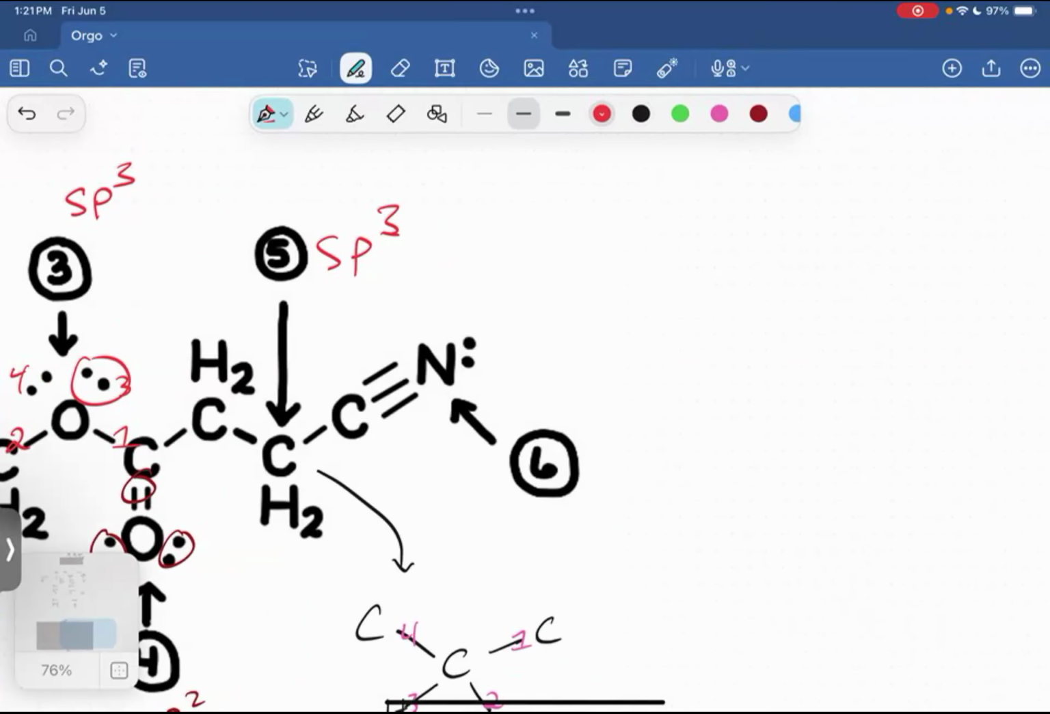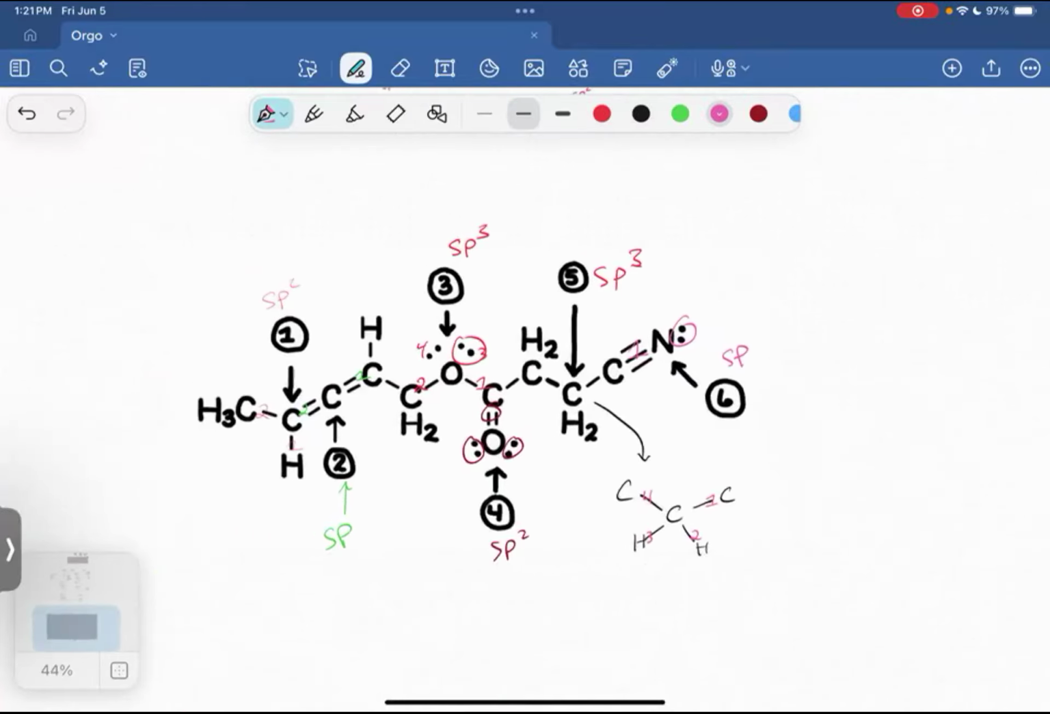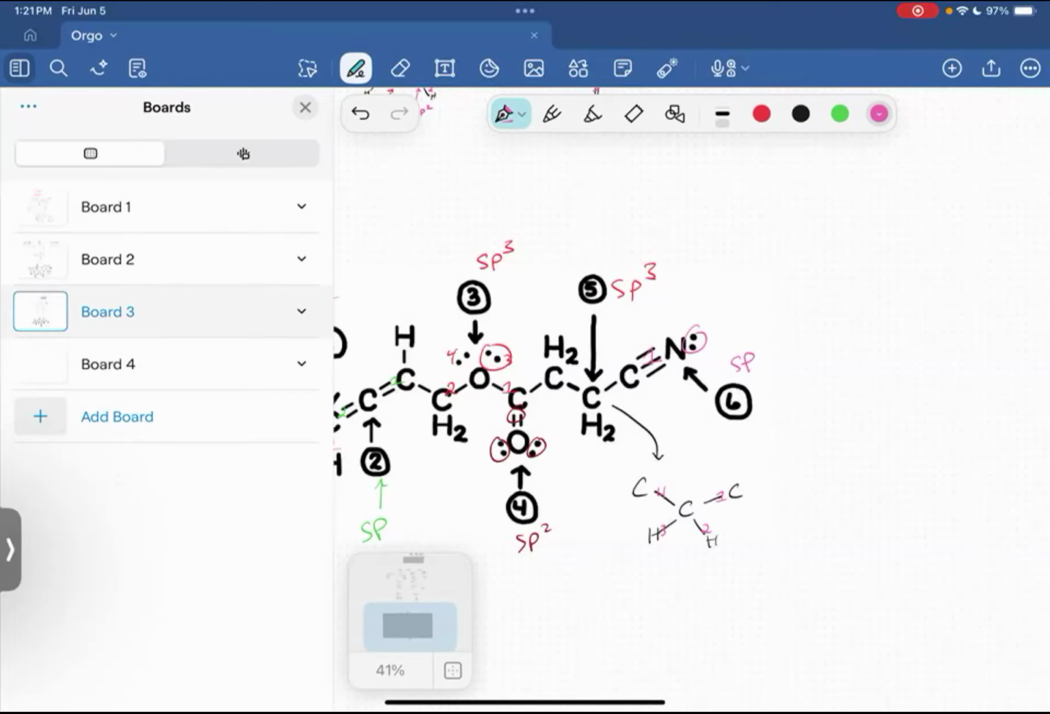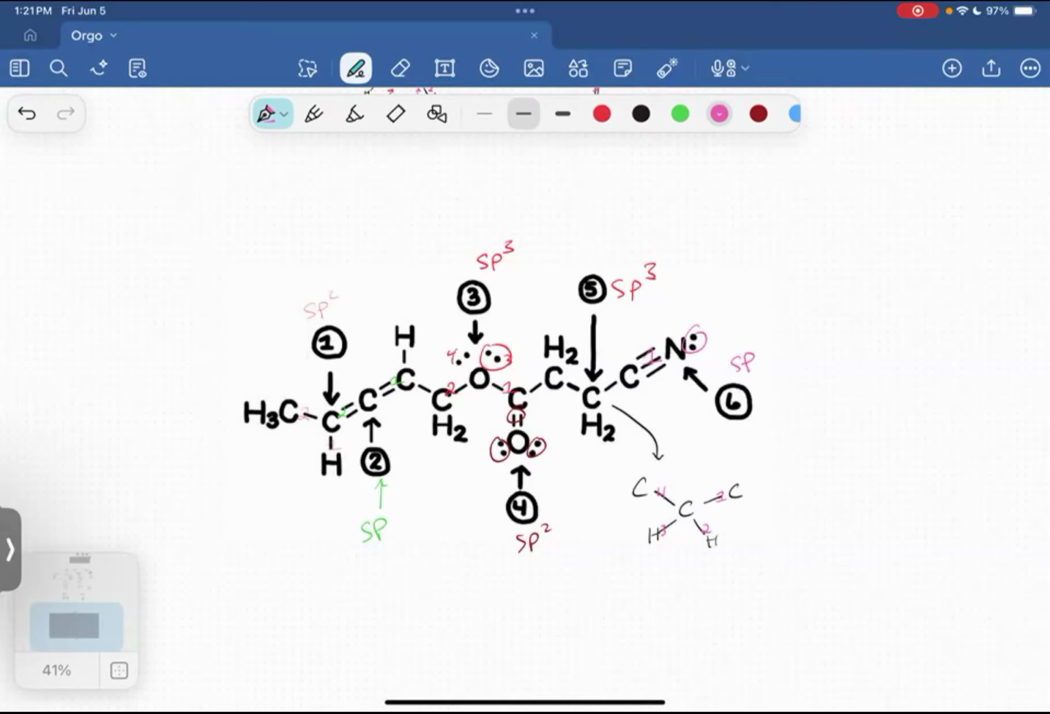All right. Lastly, how many groups are coming off of that? One, two. That's going to give us sp. All right. And so hopefully that begins to again cement itself. And hopefully that provides a nice overview.